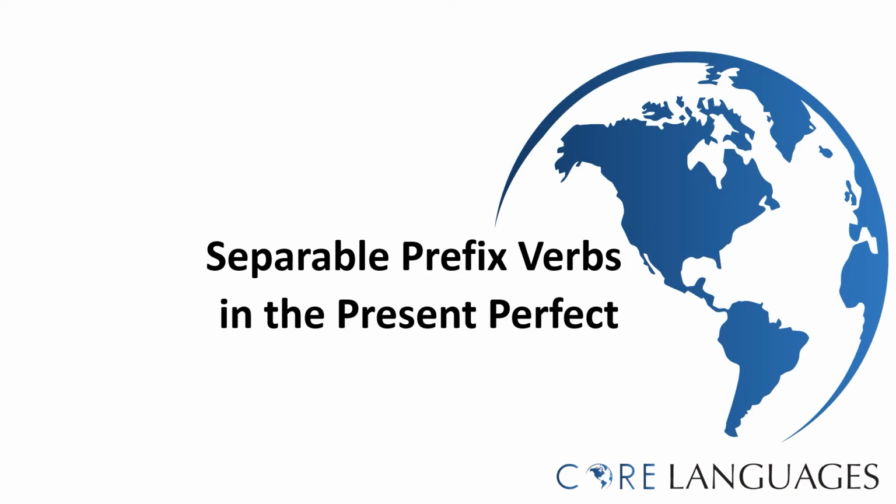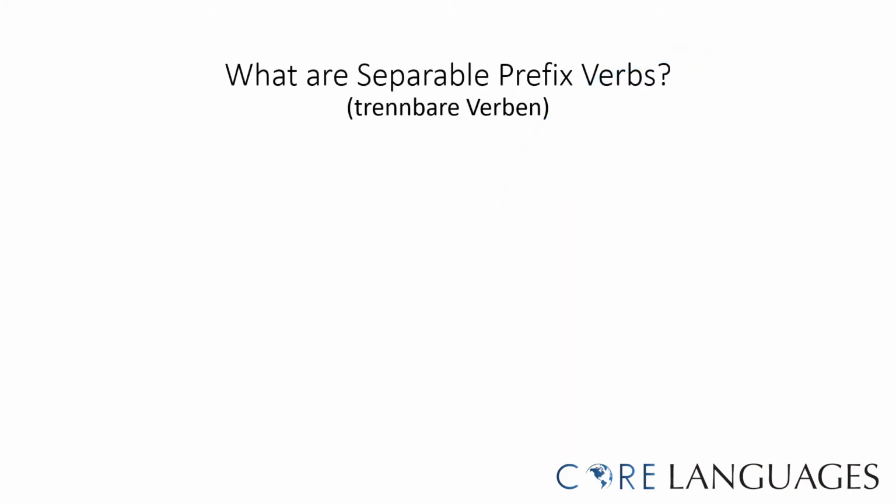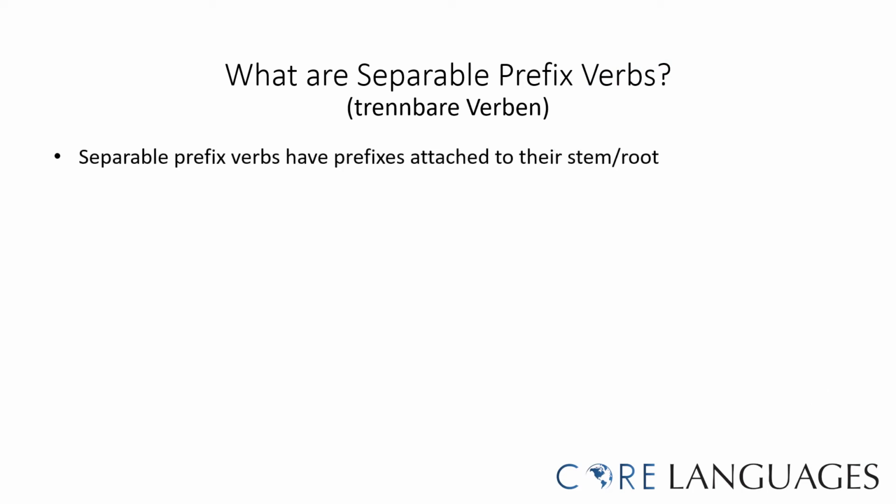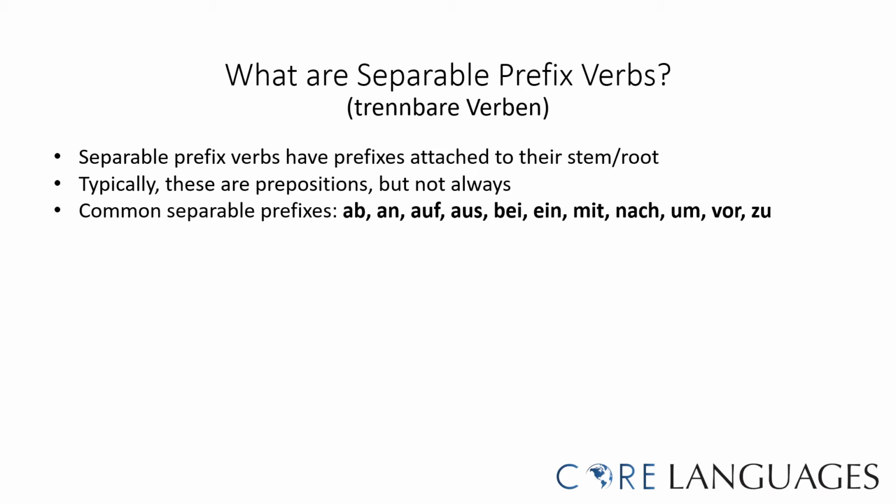Separable prefix verbs in the present perfect. Separable prefix verbs are verbs that have prefixes attached to their stem or the root of the verb. By adding a separable prefix, the meaning changes slightly. Typically, these prefixes are prepositions, but not always. Common separable prefixes are ab, an, auf, aus, bei, ein, mit, nach, vor, and zu.